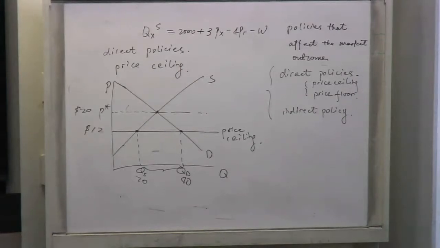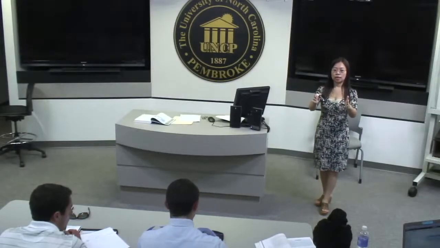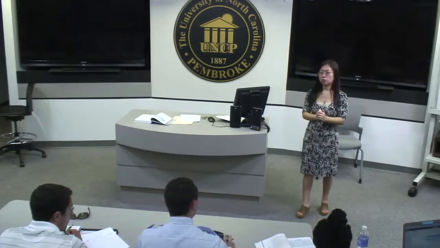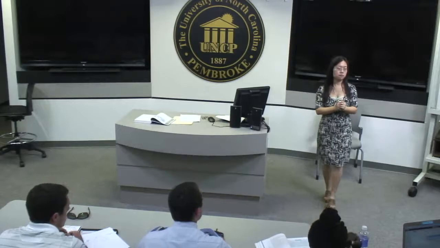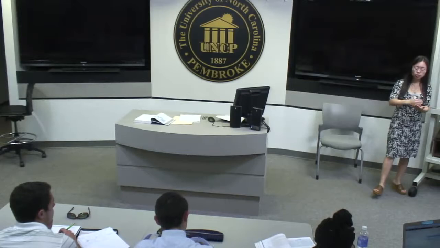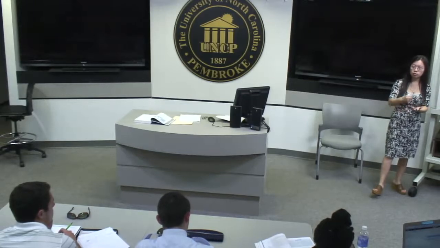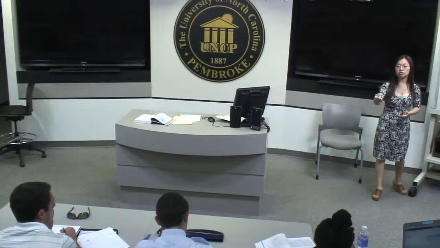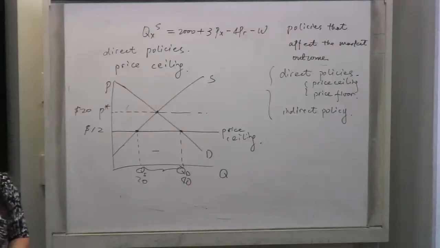Our first question comes first. What is the actual quantity that is traded in the market? What is the actual quantity that is sold? 20 or 40? 20, right? So this is the actual quantity that's traded, which means 20 units are sold and 20 units are bought. There are 20 suppliers who are able to sell the good and 20 consumers who are able to enjoy the good.